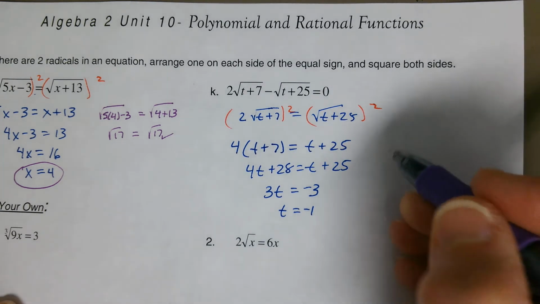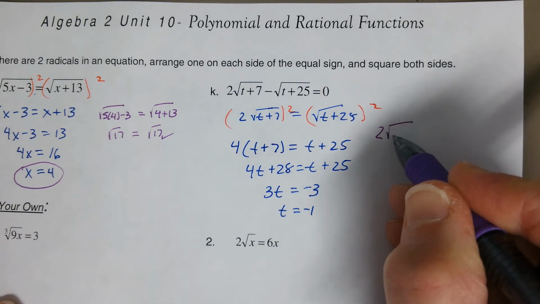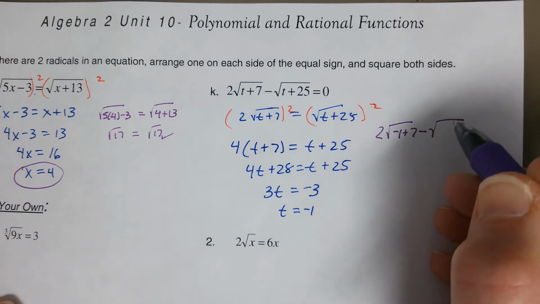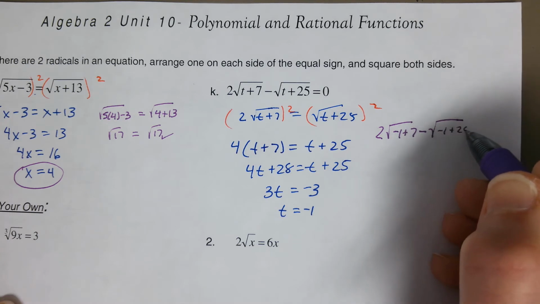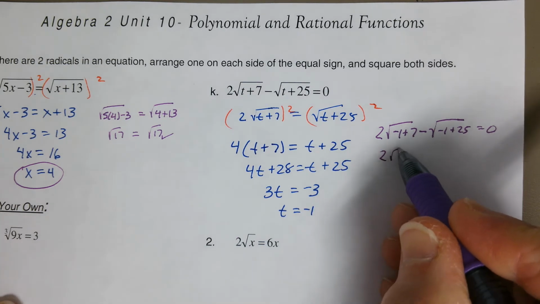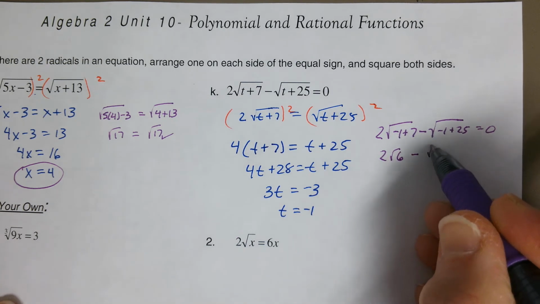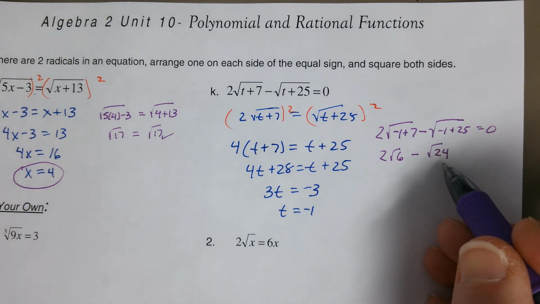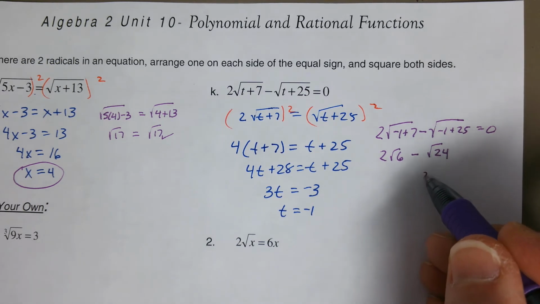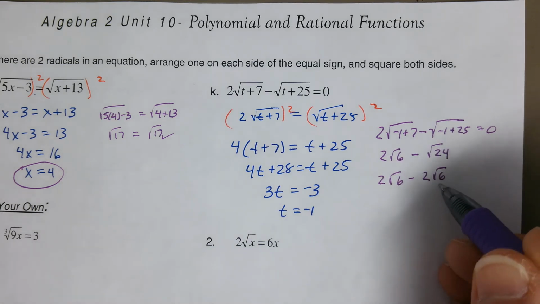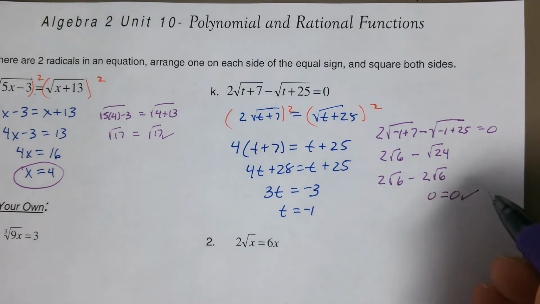Checking: is 2 square root of negative 1 plus 7 subtract square root of negative 1 plus 25 equal to 0? So this is 2 square root of 6 minus the square root of 24. And I can simplify the square root of 24, right? I'm thinking 4 times 6, and the square root of 4 is 2. So 2 square root of 6. Yeah, so 2 square root of 6 subtract 2 square root of 6 is 0. So it does check.